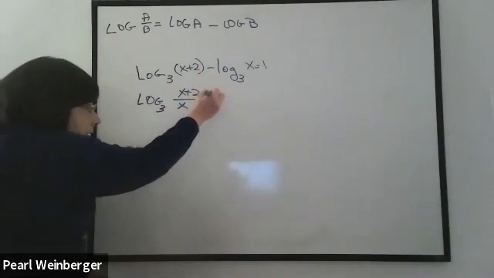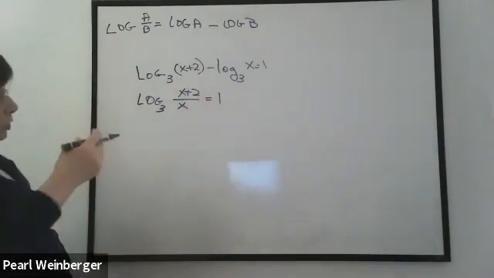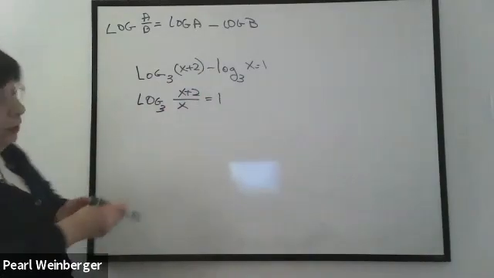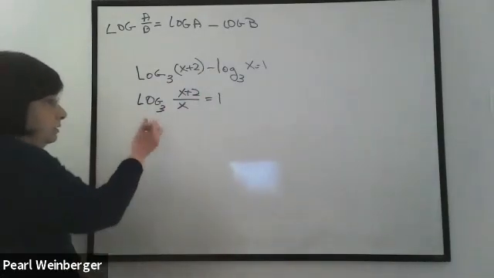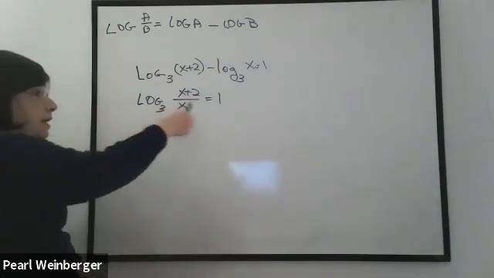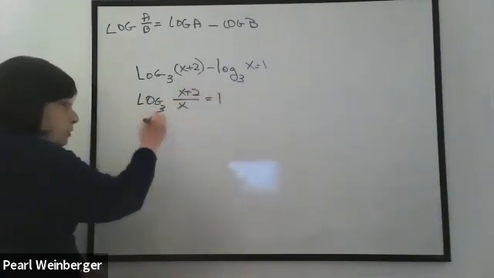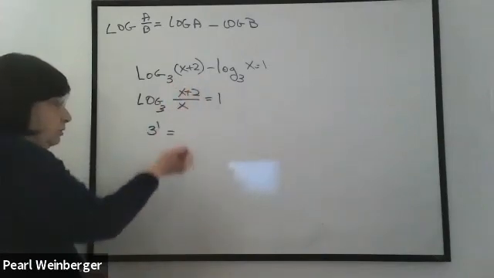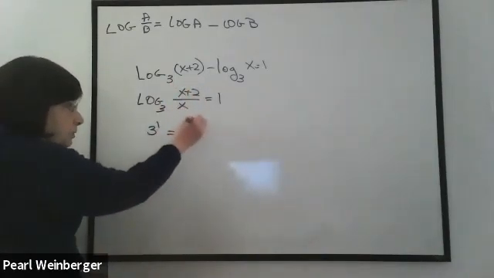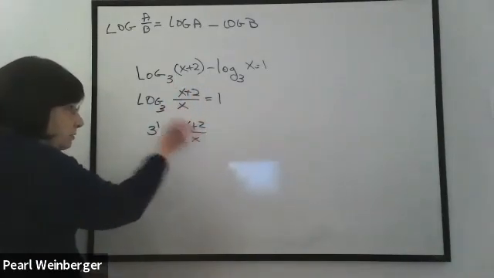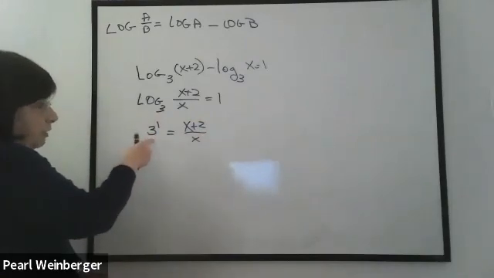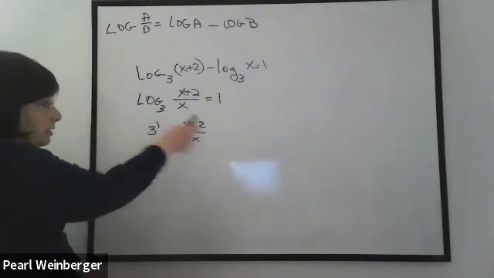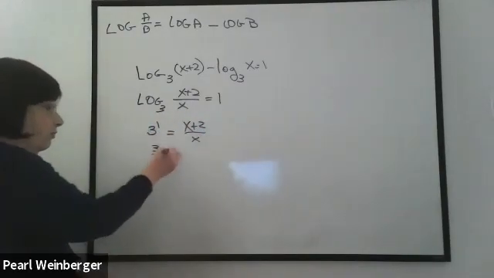The minus here meant that I was dividing. And now, since I have a single log, I can go to the exponential form. My base is 3. My exponent is the number on the other side, which is 1. That's going to equal the thing that's right next to the word log, which is the x plus 2 over the x. Now the 3 to the 1 is just 3. I'm going to write this as 3 over 1 because this side is a fraction.